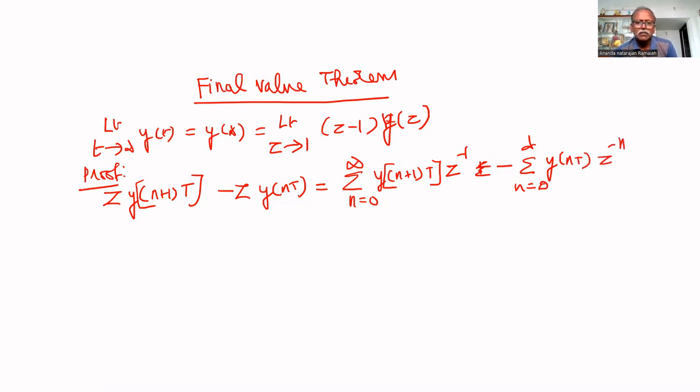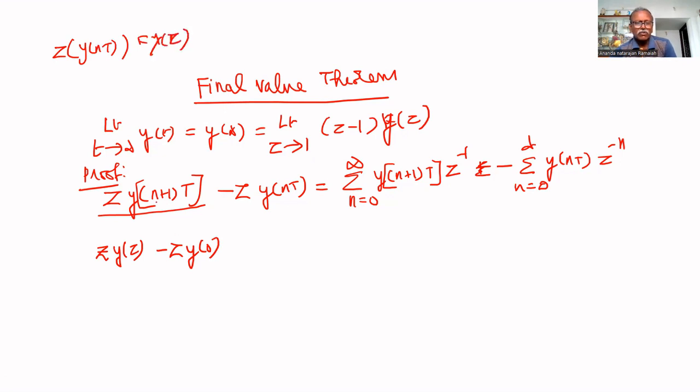This is by definition. The left hand side, we know that the z transform of y of (n plus 1)t is z y of z minus z y of 0 by definition. We know that the z transform of y of nt equal to y of z. But the z transform of y of (n plus 1)t is z y of z minus z y of 0.